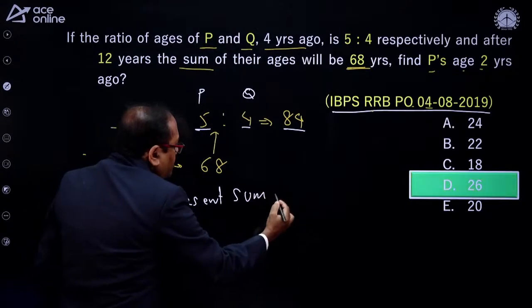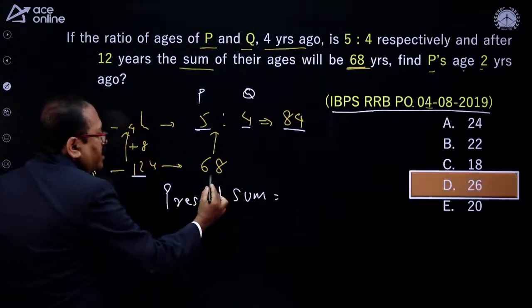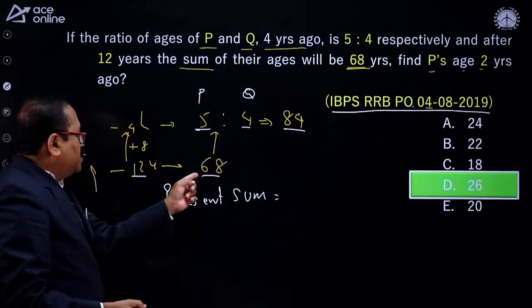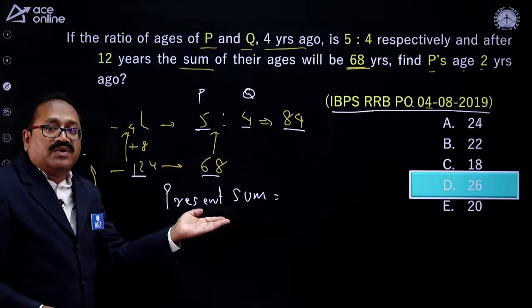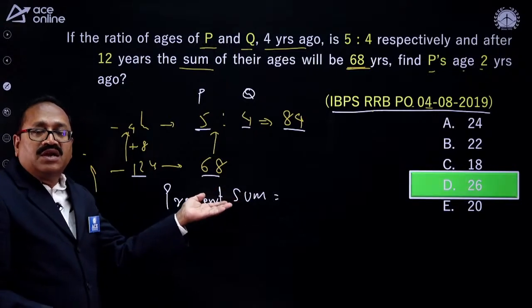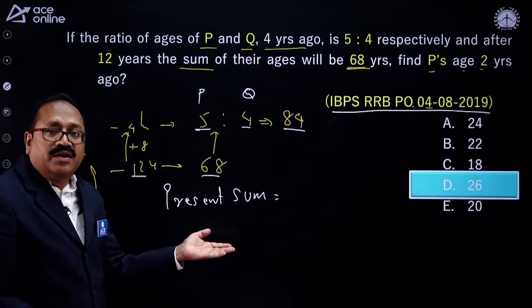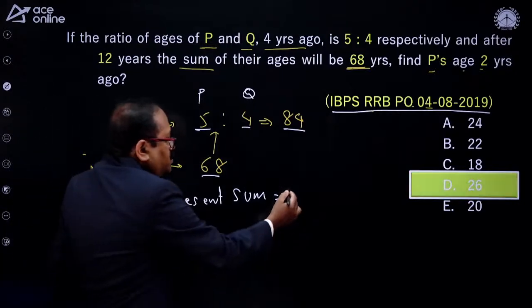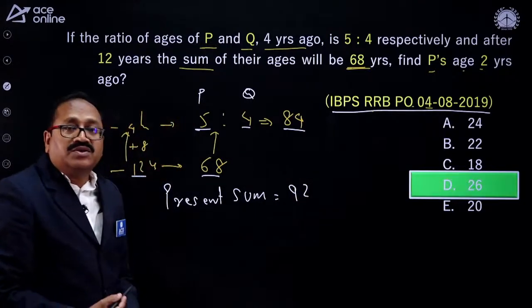Present sum will be, that is, this is 12 years back. I am just looking at the other angle. So then everyone's age will increase by 12. So that is 24 will be added. So 64 plus 20 is 84 plus 4 is 92. So that is present age is 92.